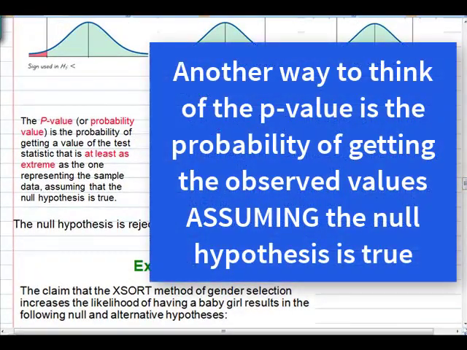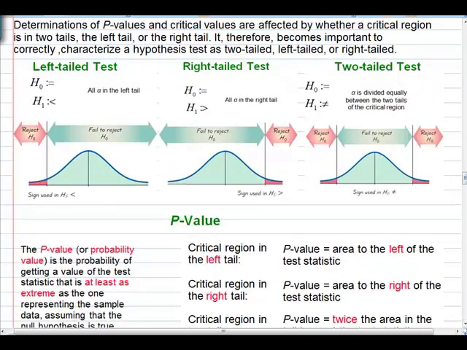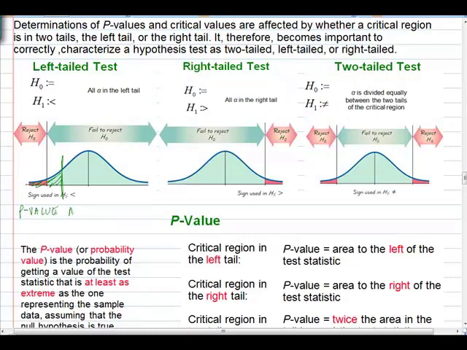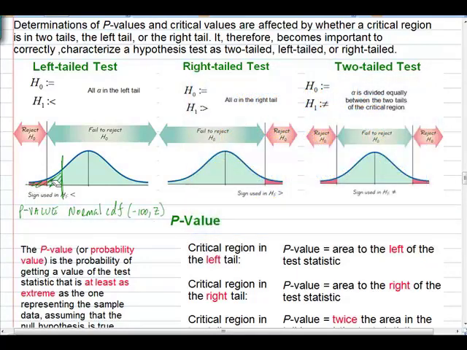A p-value is the probability of getting a value of the test statistic that is at least as extreme as the one represented in the sample data. The critical region in the left tail means that the p-value would be the area to the left of the test statistic. So for example, if I had a test statistic that fell right here on a left-tailed test, this area right here would be the value of my p-value. How I would find that area would be I would use the normal CDF and go from negative infinity to my test statistic, and that would give me this area right here.